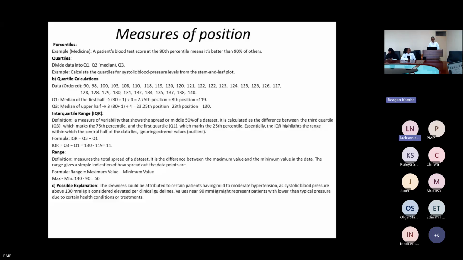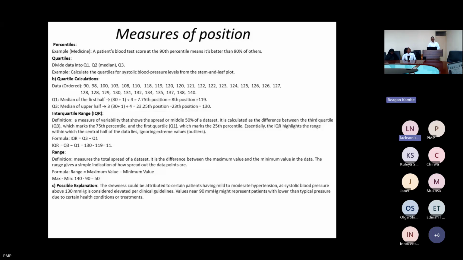Now the range measures the total spread of the data set. The range, we calculate it by subtracting the minimum value from the maximum value, which in this case is 140 minus 90, which will give us 50.